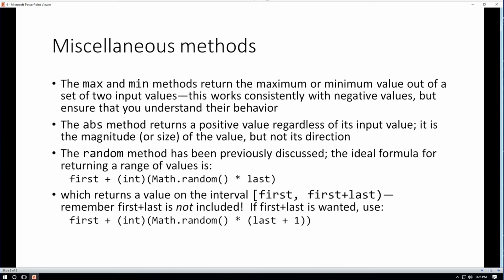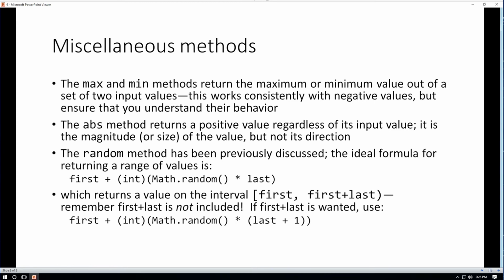Sometimes it feels more right to have first plus last as the last value. If that's wanted, simply take last and add 1 to it prior to the multiplication. For example, if we wanted to simulate a test score in the range of 0 to 100, we would take first as 0, add to it the truncation of Math.random times 100 plus 1, or 101.